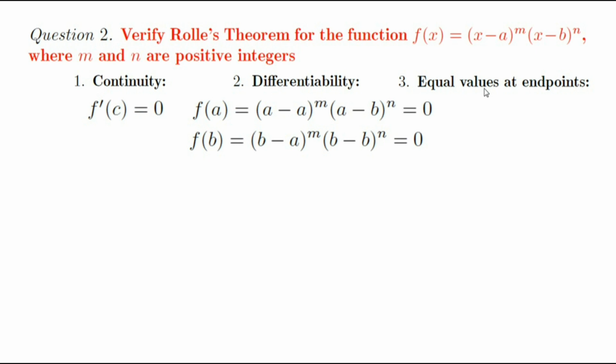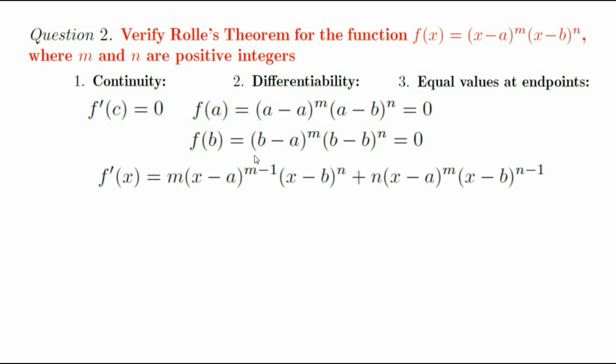Now, since all three conditions of Rolle's theorem are satisfied, there exists at least one point c in the open interval (a, b) such that f'(c) is 0. The derivative of f(x) can be found by using the product rule. We have f'(x) = m (x - a)^(m-1) (x - b)^n + n (x - a)^m (x - b)^(n-1).